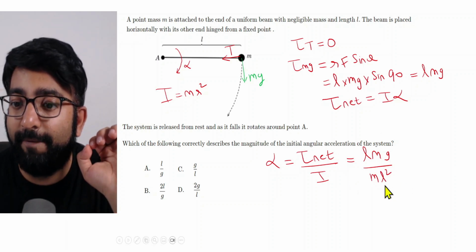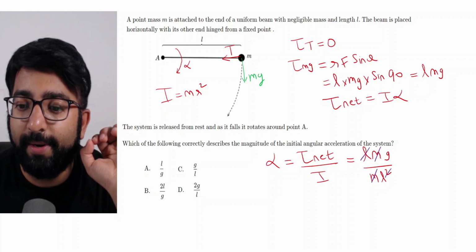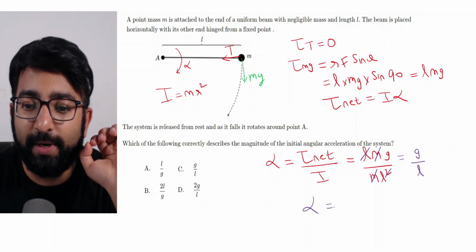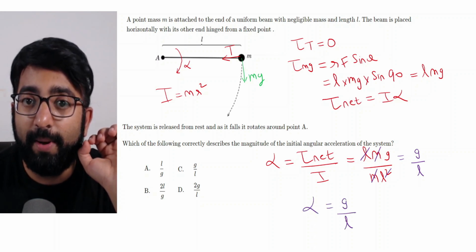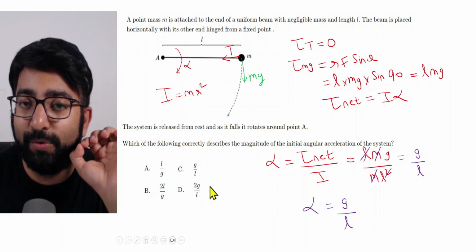And now let us simplify this expression. M will get cancelled out. One L also will get cancelled out. So we are going to get g by L as the value for angular acceleration. So let's write down alpha is equal to g by L. And now you can see option C is the right answer to this question.